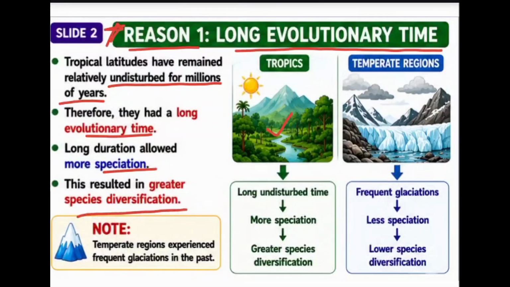Now, you might wonder, why didn't the same thing happen in the temperate regions also? The answer lies in glaciation. Temperate regions experienced frequent glacial periods in the past. Large ice sheets repeatedly covered many areas. These climatic disturbances caused extinction of species and interrupted evolutionary processes. Because of these repeated disruptions, less time was available for evolution, speciation occurred less frequently, and species diversity remained lower. So remember this simple flow: long undisturbed time, more speciation, and greater biodiversity.